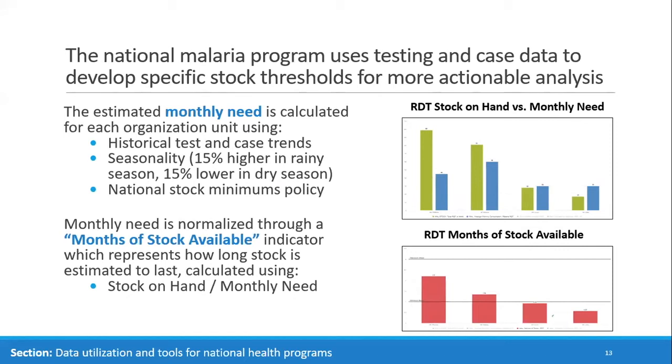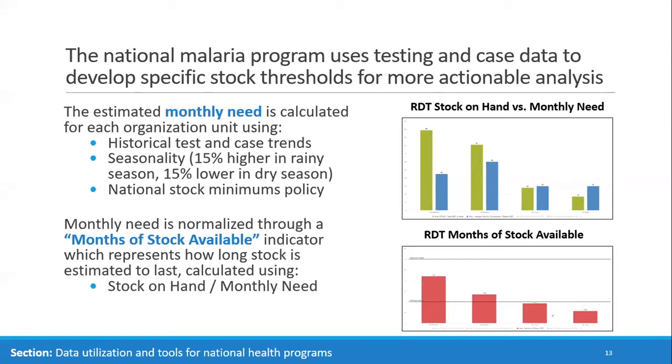So they have calculated a monthly need for each of their kind of 8 priority commodities using historical test and case trends, as I said, that would come from DHIS2. But then we've also, this is currently happening outside of DHIS2 so that we can also factor in kind of the seasonality and national stock minimums policy into this.